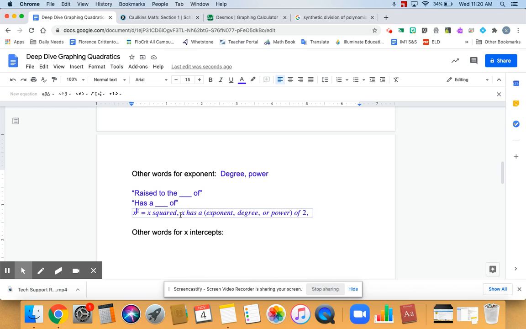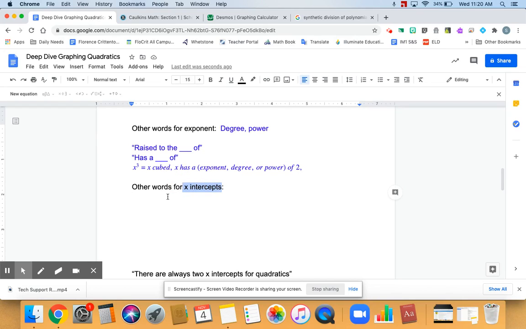If it's a 3 in the exponent, the special word for that is cubed. It's x cubed. But then you would either say x has an exponent of 3 or a degree of 3 or power of or raised to the. There's a ton of ways to talk about x-intercepts.